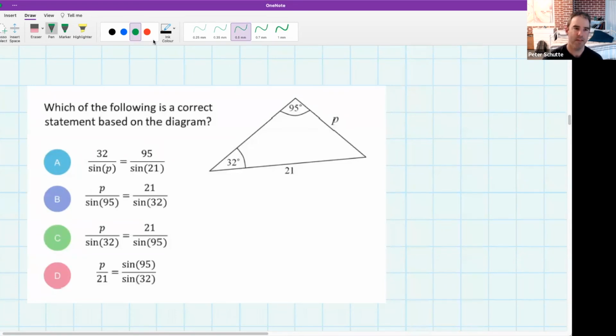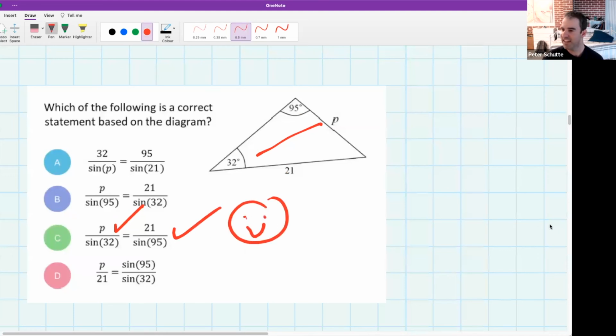Sir, I choose option C. Okay. If I look at this question, P divided by the sine of 32 looks good. And then you went 21 divided by the sine of 95. Yes, you are winning. C is the correct answer. Thank you. Well done, guys.